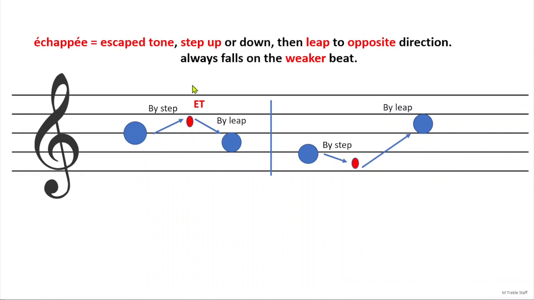Escape tone in French is échappé. It steps up or down and then leaps to the opposite direction. It always falls on the weaker beat, up and down, down and up.